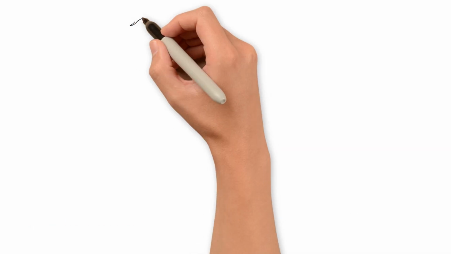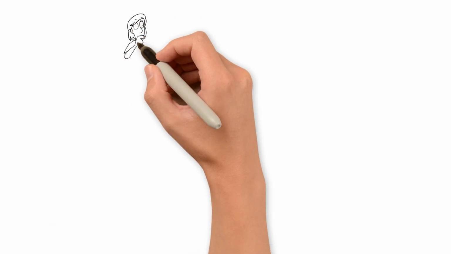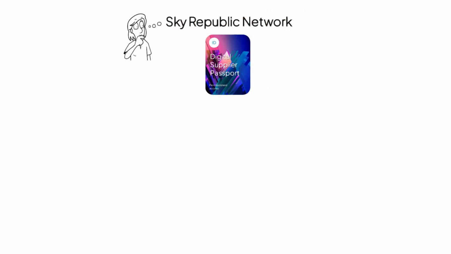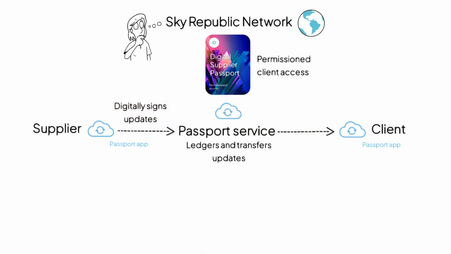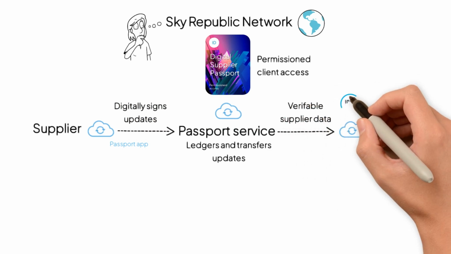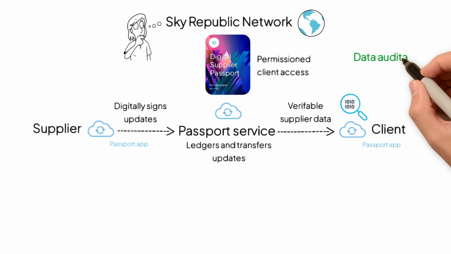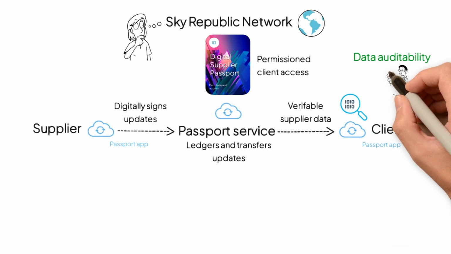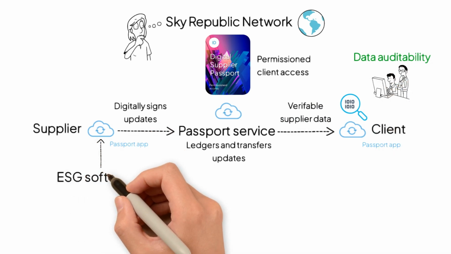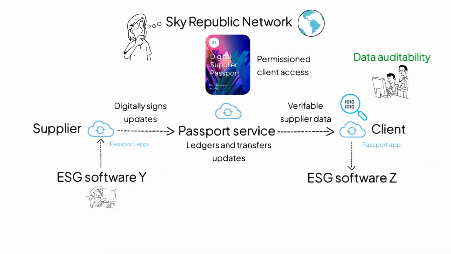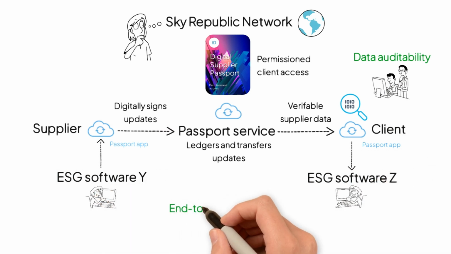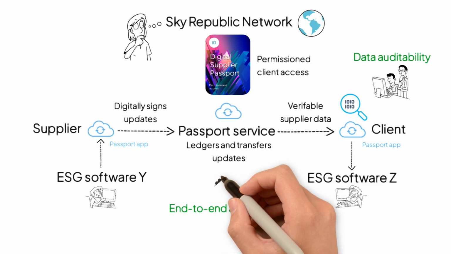All digital supplier passports are stored confidentially in the Sky Republic network, and access is permissioned by suppliers. Each passport is managed by a dedicated service that ledgers every update and transfers them to permissioned clients. Supplier updates are digitally signed and securely stored within the client's app, so auditors can verify supplier data authenticity at any time. The Passport app also provides import-export capabilities, plus APIs that let users integrate their ESG or supplier management software with any software their partners are using.